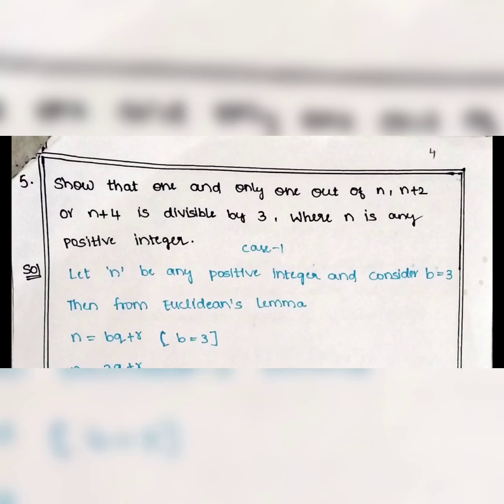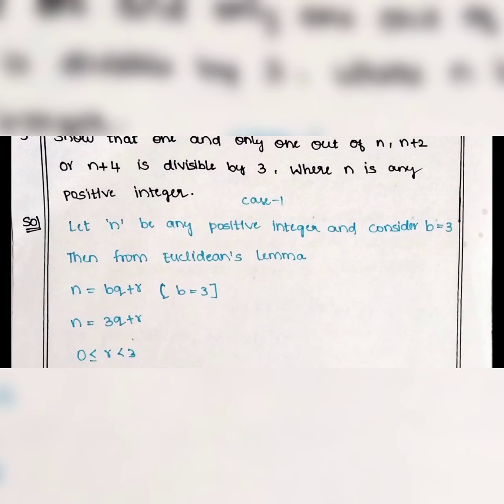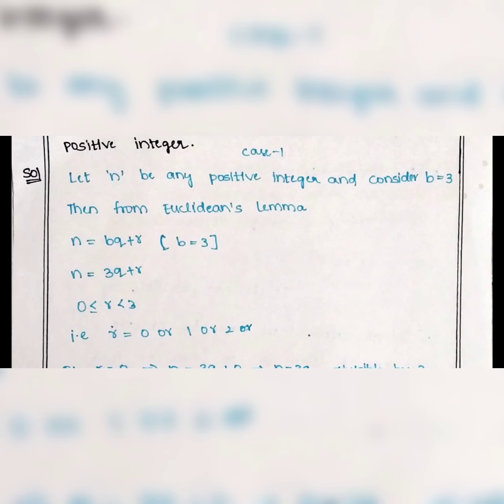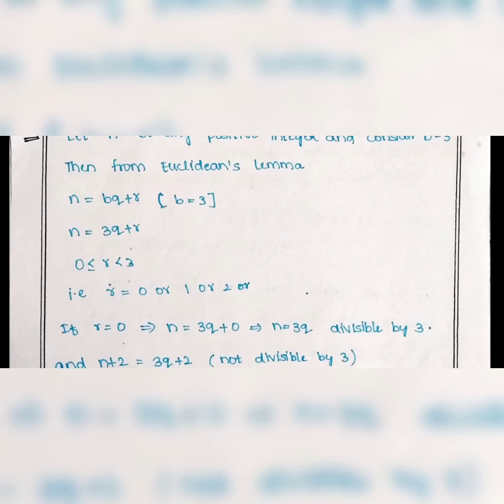Then from Euclid's lemma, we can say n equals bq plus r. So b equals 3 we have taken, n equals 3q plus r. By the division algorithm, if a equals bq plus r, then 0 is less than or equal to r, which is less than 3. The possible values for r are 0, 1, 2.